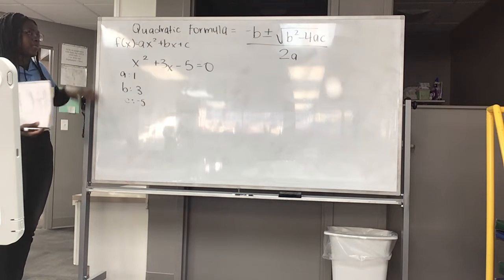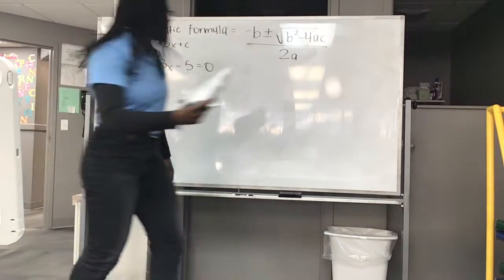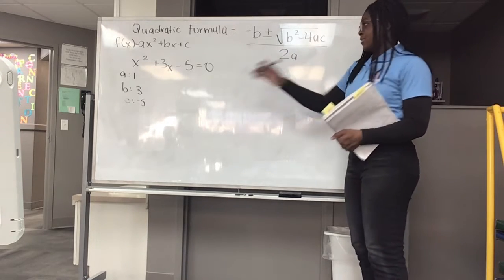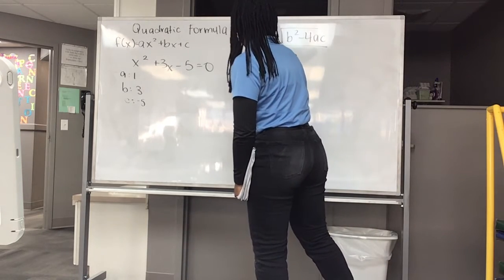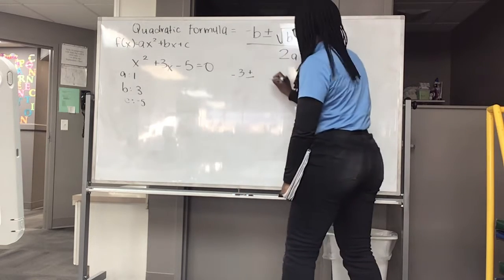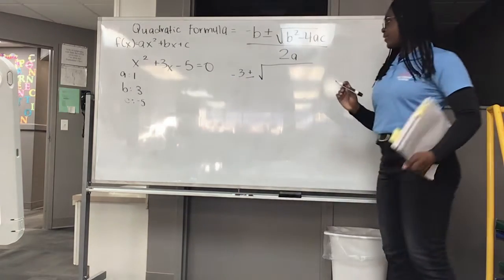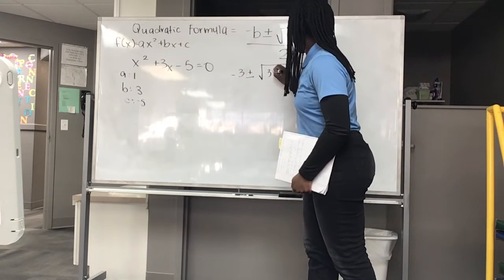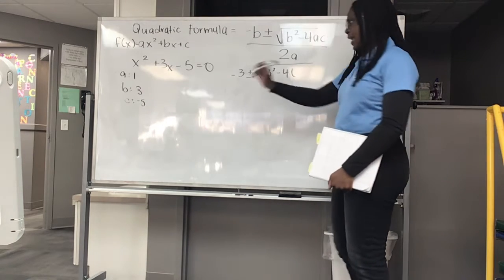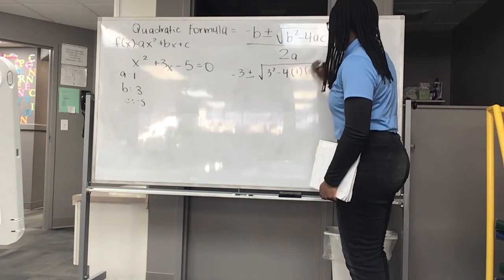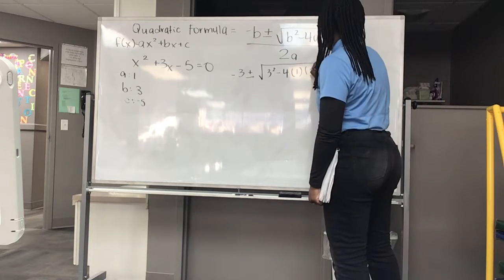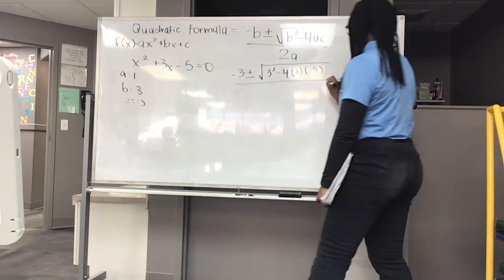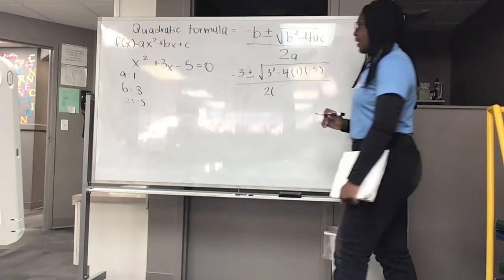And so from there, I'm just going to plug it into my formula. We start off with negative b. My b is 3, so I'm going to write negative 3. And then plus or minus the big square root of b squared, so b is 3 again, 3 squared, minus 4 times a, which is 1, and then that times c, and c is negative 5. Okay, we're not done yet. Then we have to divide all that by 2 times a, and a is 1.